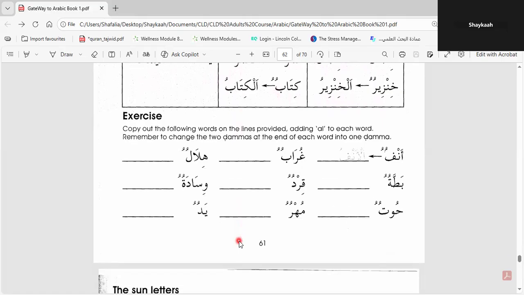So if we are prefixing here with alif lam, we will delete one of those double vowelings. Copy out the following words in the lines provided, adding al to each word. Remember to change the two dhammas at the end of each word into one. So we have here anfun. I'm going to say al anfu. Anfun becomes al anfu.